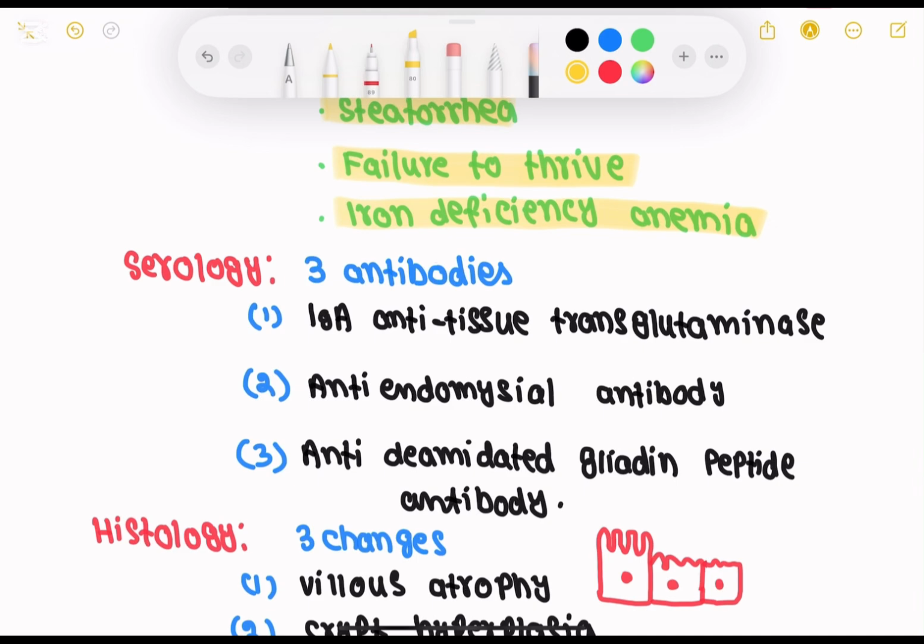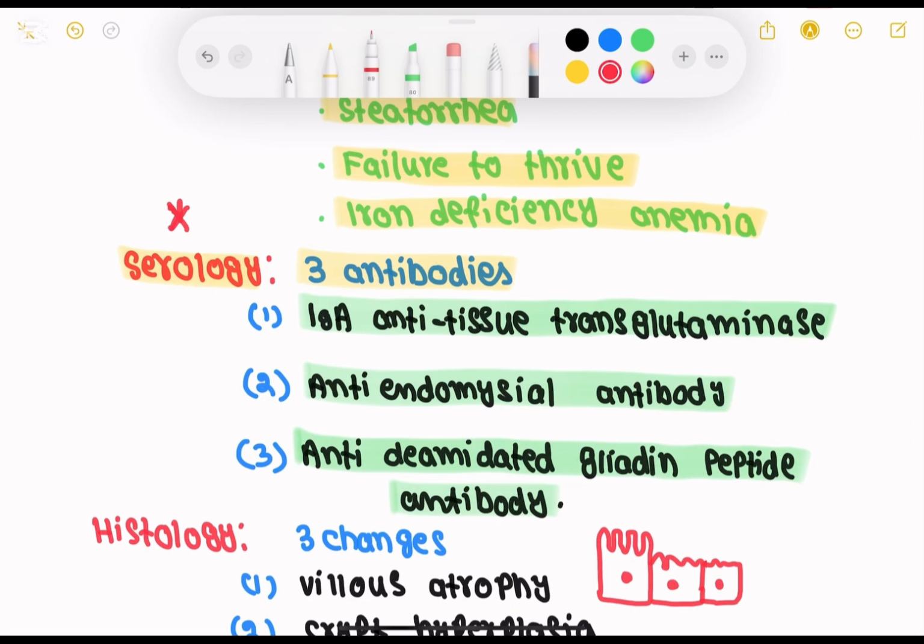Now we will see three types of antibodies in serology, and I will explain that a little bit later. These antibodies include IgA anti-tissue transglutaminase, the second antibody, anti-endomysial antibody, and anti-deamidated gliadin peptide antibody. So you must remember these three antibodies for your exam. These are very important for exam purposes.